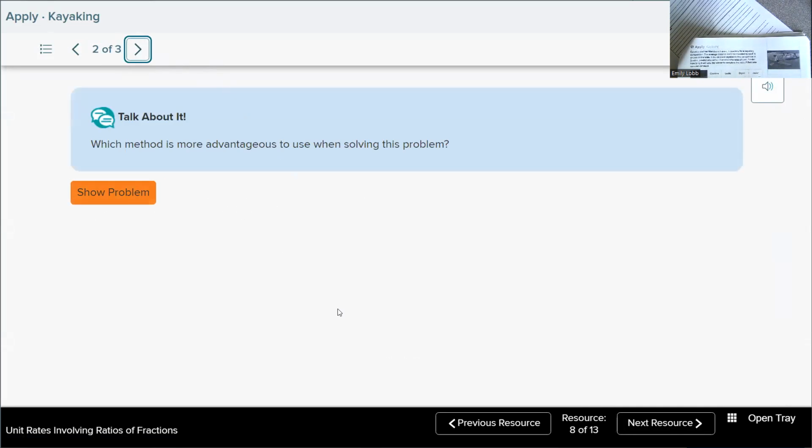So which method do you think is more advantageous to use when solving this problem? And maybe this alluded to this accidentally in our example just now. But when we have fractions and fractions for both parts of our rate, oftentimes division is going to be our best way to find our unit rate.